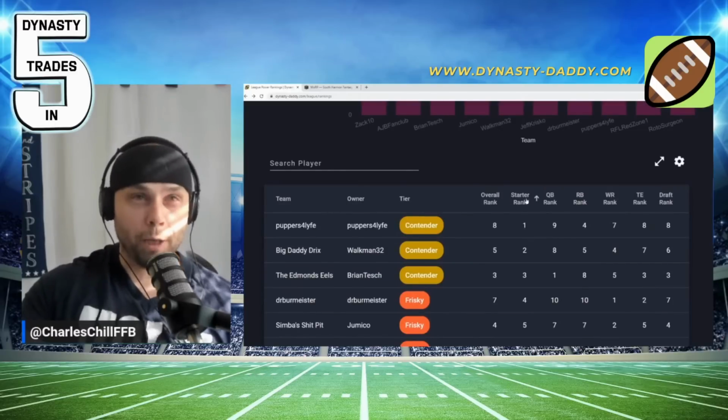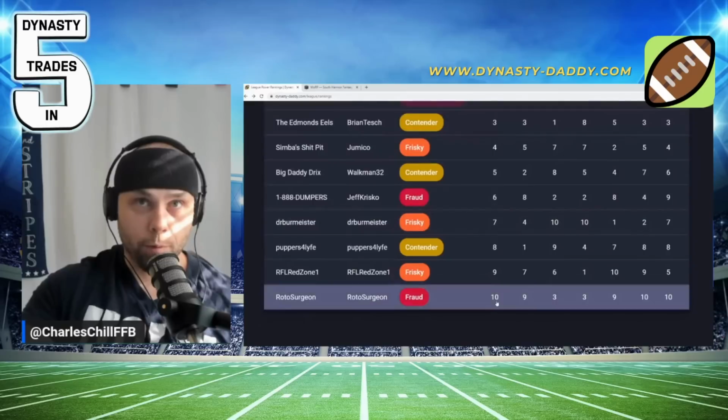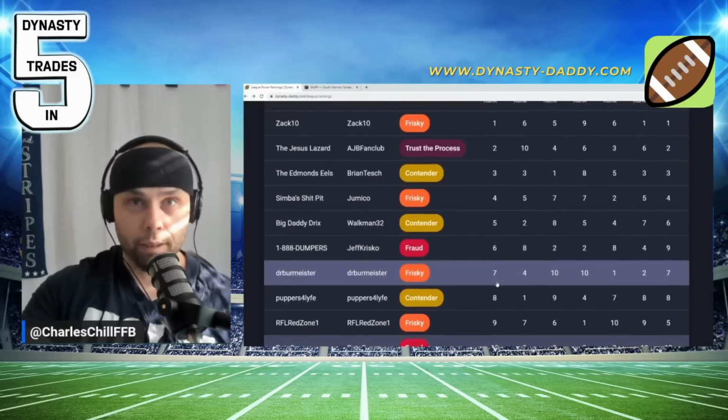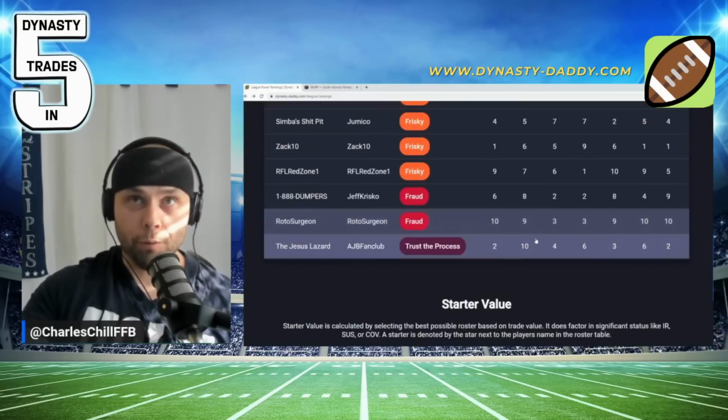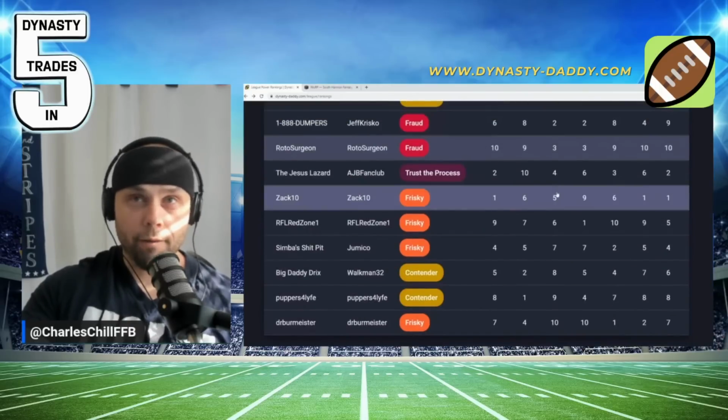Starter rank. So it ranks you by starters. It gives you overall rank, which is the overall rank in your entire league. So this is actually a 10-team league. Overall rank, 10th out of 10. Starter rank, 9 out of 10. Quarterback rank, okay, 3rd out of 10.